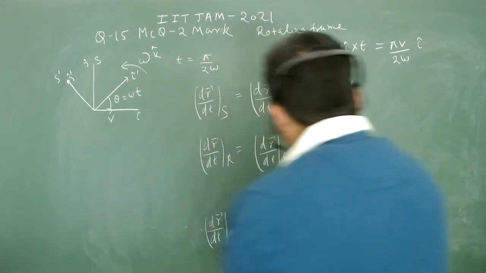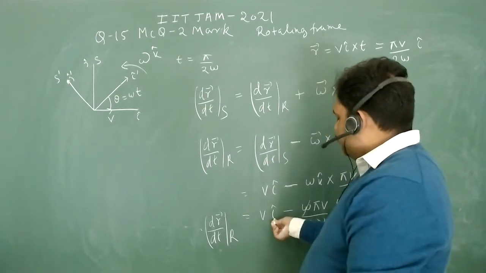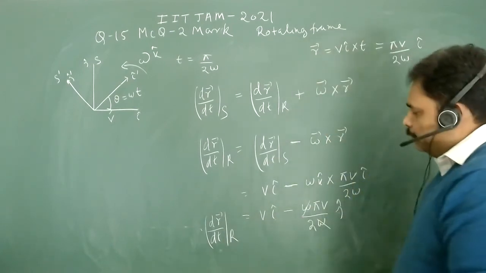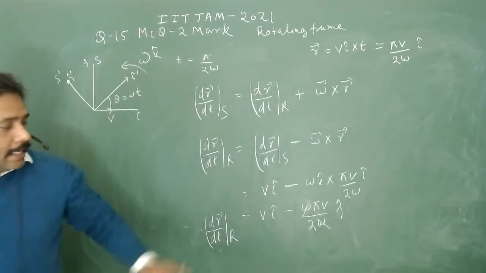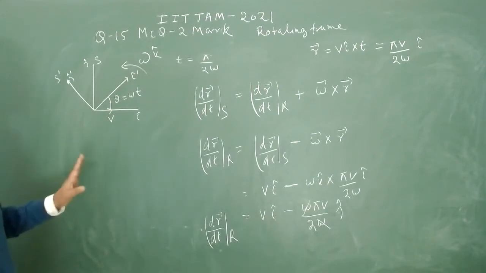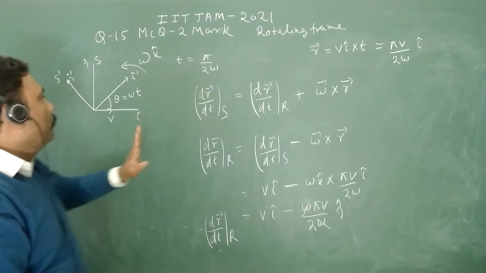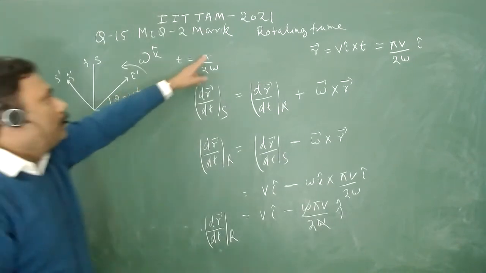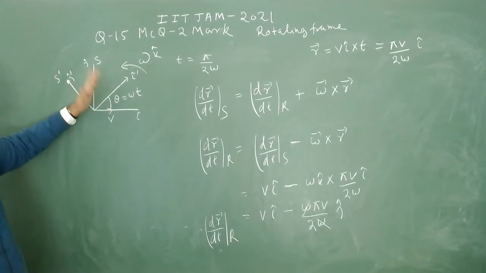But in this problem, this is given in the direction of i cap and j cap, and we have to give the answer in terms of i dash cap and j dash cap. So now look at the situation at time t equal to pi upon 2 omega. When t is equal to pi upon 2 omega, this angle will be just 90 degrees.